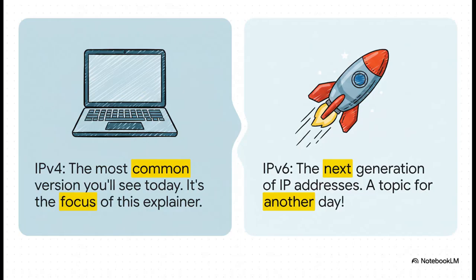Now, you might have heard people throw around terms like IPv4 and IPv6. Don't let it confuse you. Just think of IPv6 as the next generation system, built for a world where everything from your fridge to your watch is online. But for today, to really get how the internet works right now, we're going to focus on IPv4. It's still the backbone of almost everything we do.